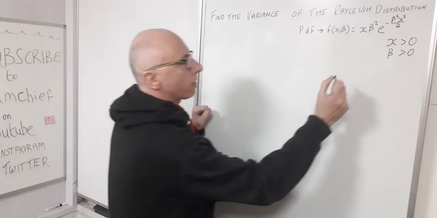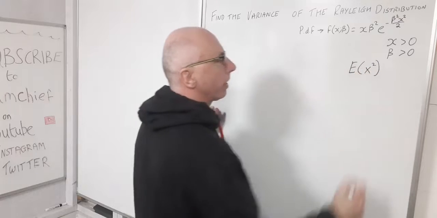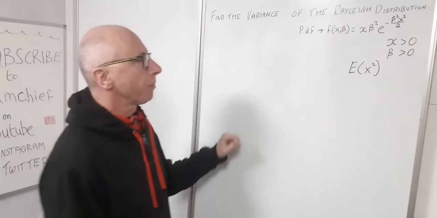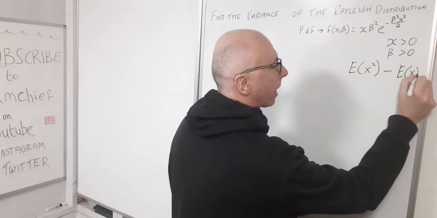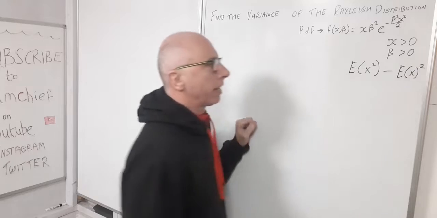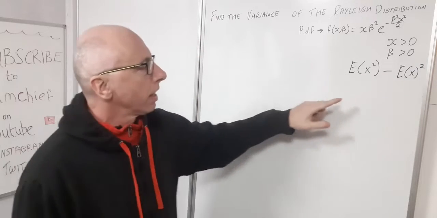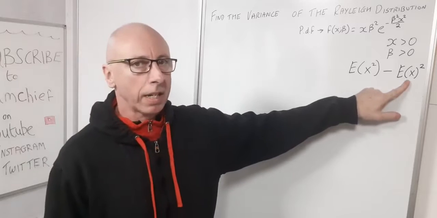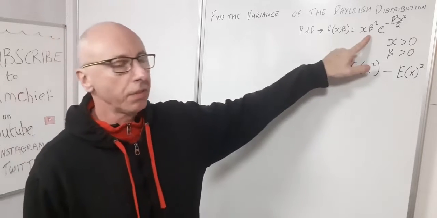So to calculate the variance from this PDF, the way we do that is we find E of x squared. Let's do it over this side. So E of x squared, that's our first mission. And then we subtract from E of x, squared. Now these two are different calculations. In the previous video we calculated E of x, so if you check the link below you'll see how we got to the mean of that.